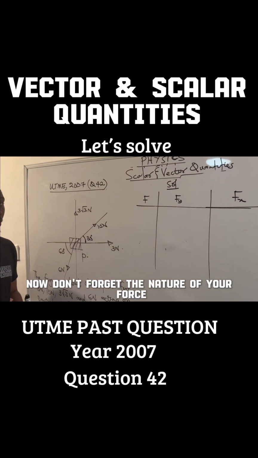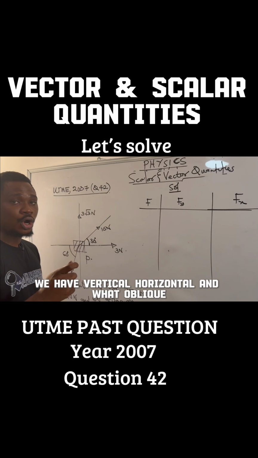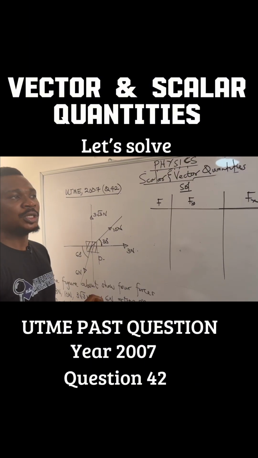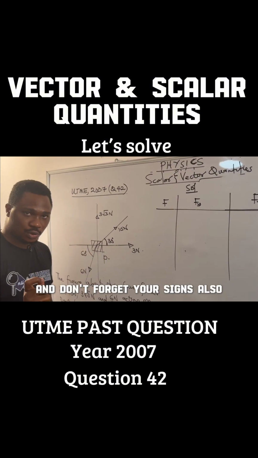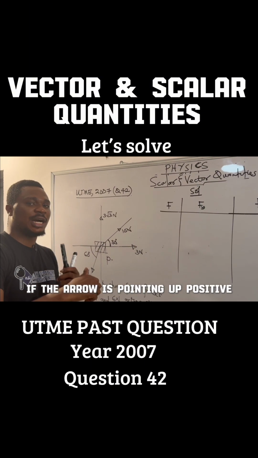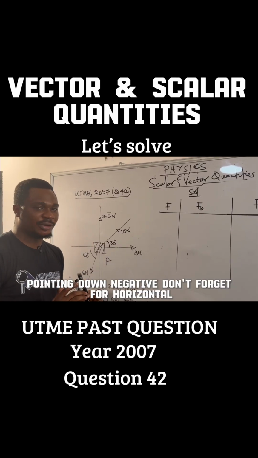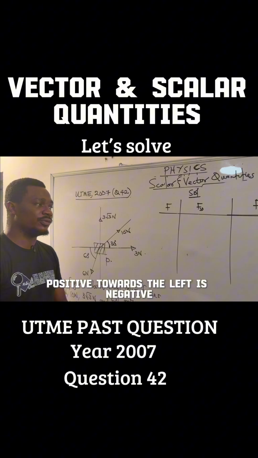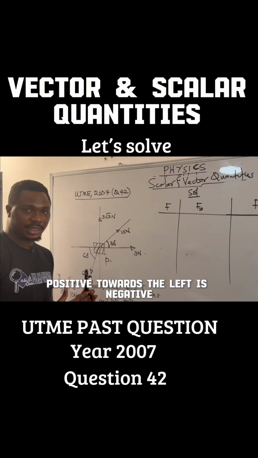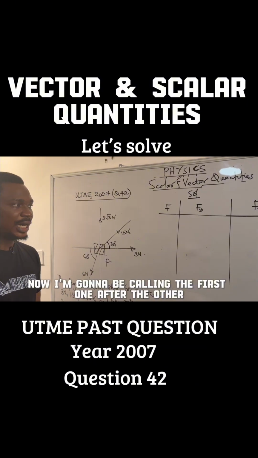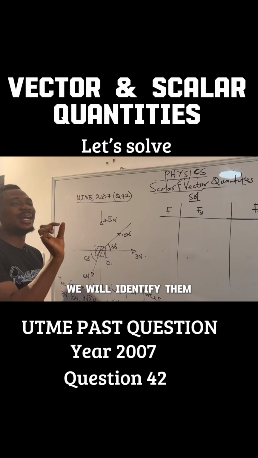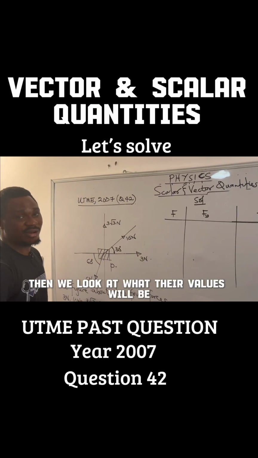Now, don't forget the nature of your force. We have vertical, horizontal, and what? Oblique. And don't forget your signs also. If it is a vertical force, if the arrow is pointing up, positive, pointing down, negative. For horizontal, if it's towards the right, positive, towards the left, negative. So let's make use of it here. I'm going to be calling them one after the other. We will identify them, then we'll look at what their values will be.